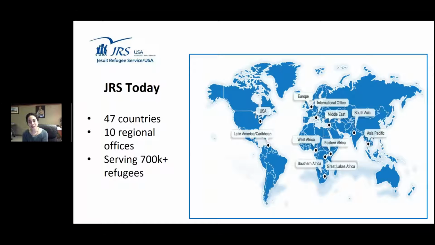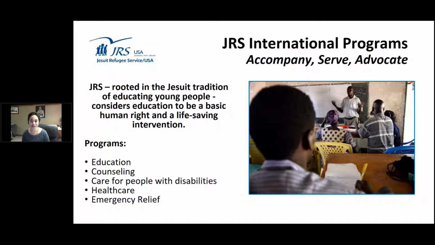So today we are operating in 47 different countries. This map gives you a sense of where we are around the globe. Of those 47 countries, we have 10 regional offices, and our office here in Washington, D.C. is one of those regional offices. It's our North America regional office. Globally then, we serve about 700,000 refugees any given year. And what do we do in terms of our service to refugees? I wanted to just give you a snapshot of what our programming looks like.